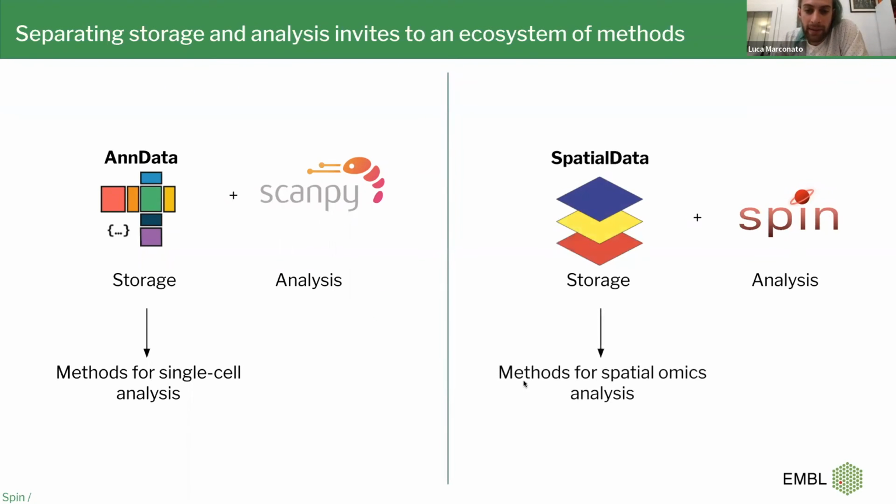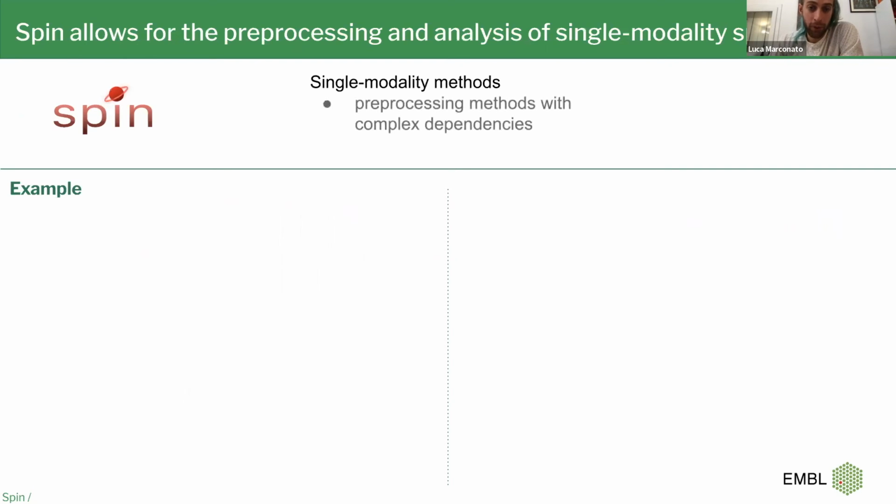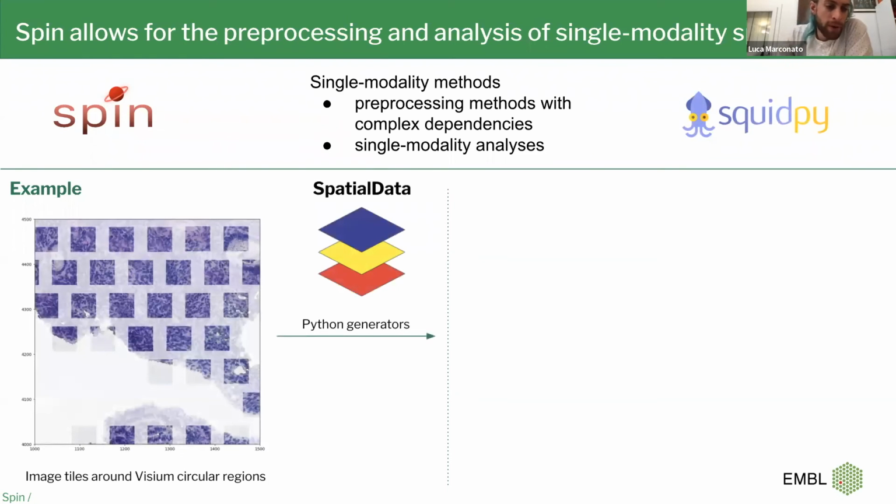The idea is that since spatial data will be lightweight, you can, as a method developer or as a user, use spatial data without having to rely on an analysis-heavy framework. And SPIN has three purposes. The first one is to implement single-modality methods, in particular all those preprocessing methods or analysis methods with complex dependencies that you don't want to include in a basic data package. SquidPy already implements many methods for single modalities, so SPIN is compatible with SquidPy.